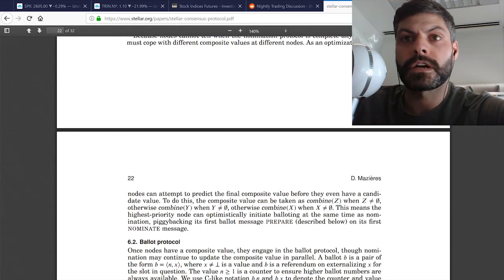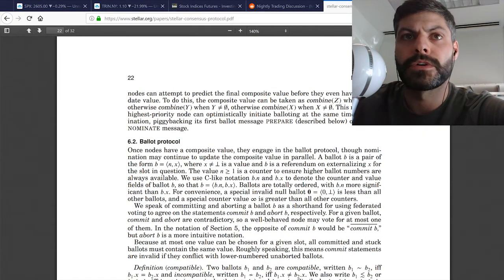To do this, the composite value can be taken as combine z when z doesn't equal 0. Otherwise, combine y when y doesn't equal 0. Otherwise, combine x when x doesn't equal 0. This means the highest priority node can optimistically initiate balloting at the same time as nomination, piggybacking its first ballot message prepare, described below, on its first nominate message.